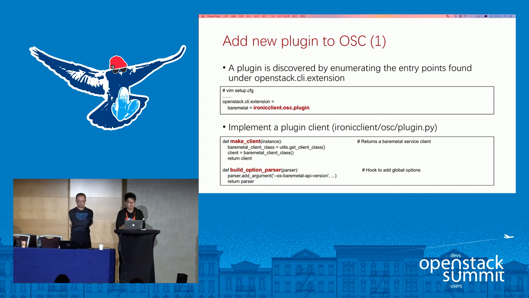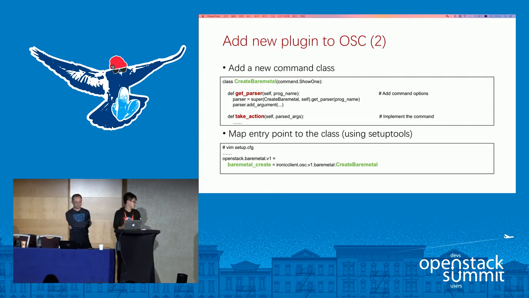And how to add a plugin in OpenStack client? It's a little more complicated, but still very simple. A plugin is discovered by enumerating the entry points found under the extension directory. So you should first add your plugin into this directory. This is also done in the setup config file. Then you should implement a plugin client. The plugin client is the entry point of all the commands in your plugin. Two methods should be implemented: make client, which will return the client object, and build option parser, which is used to build some global options for your commands. And after that, it's the same as the one before.